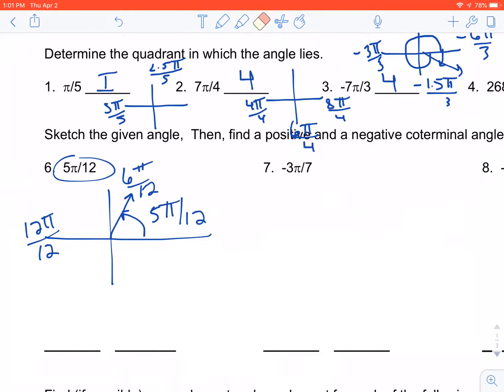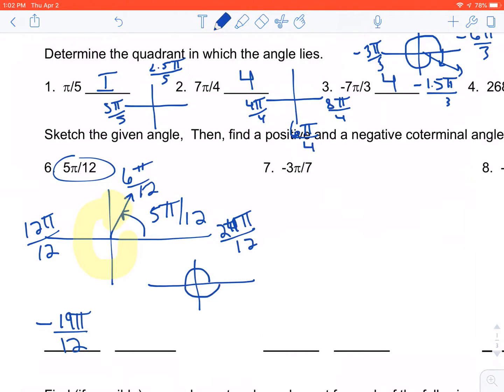So if I do the negative angle to meet that, the negative angle to meet that would be 24 pi over 12 minus the 5 that's used up, so negative 19 pi over 12. Then I certainly don't want to go on that same grid because it's quite messy already. I'm going to go all the way around 24 plus 5 more to get 29 pi over 12.